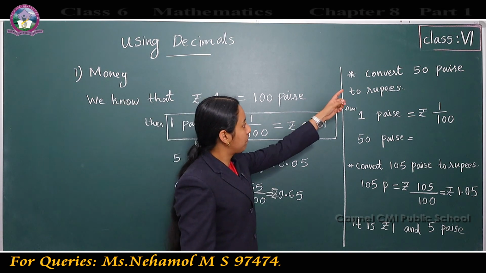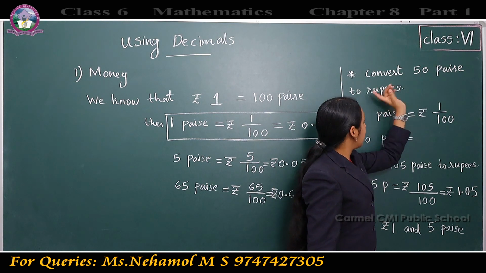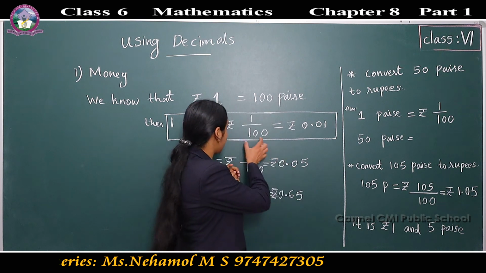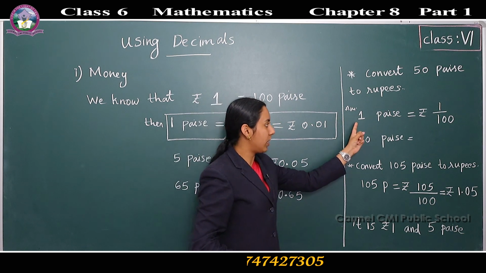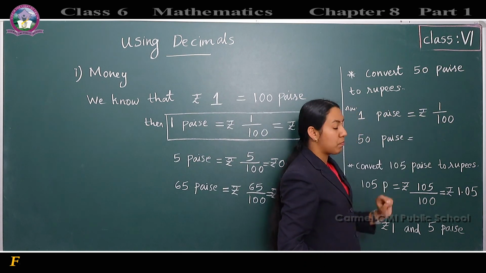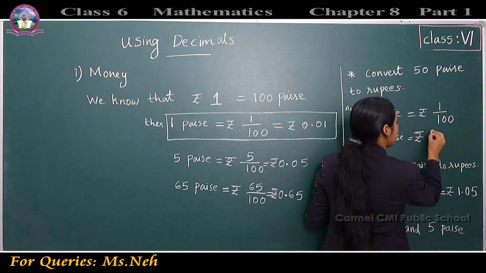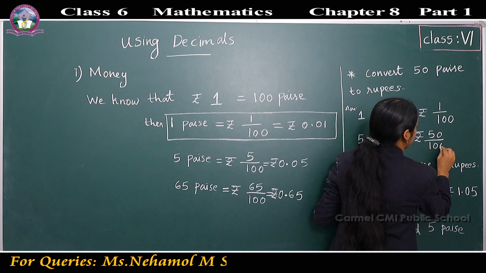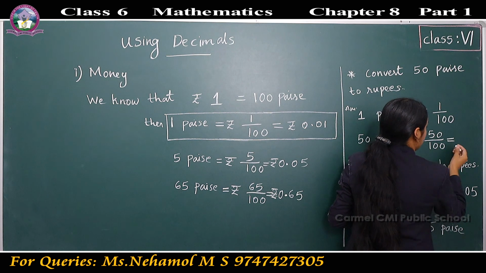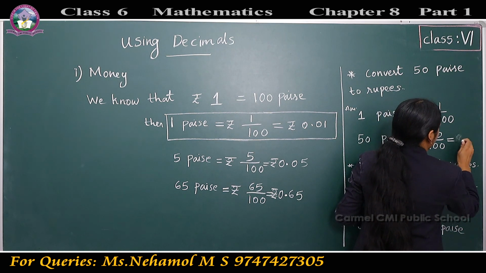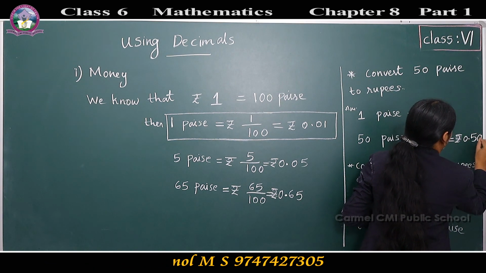Then next one, convert 50 paise to rupees. What is the general form? We know that 1 paise equals rupees 1 by 100. So 50 paise will be equal to rupees 50 by 100. Then what is the answer? 2 zeros in the denominator. So rupees 0.50.